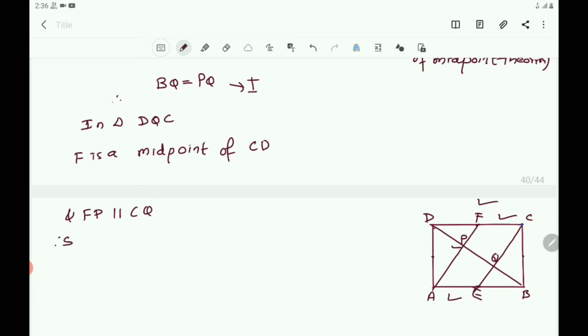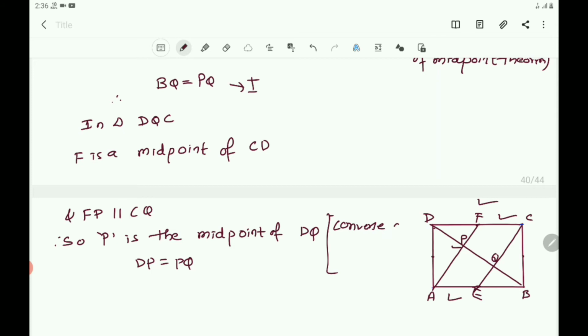So P is the midpoint of DQ. Then you will get PQ equals DP, or DP equals PQ, that is according to the converse of midpoint theorem.